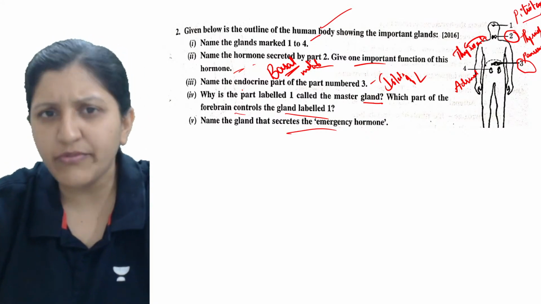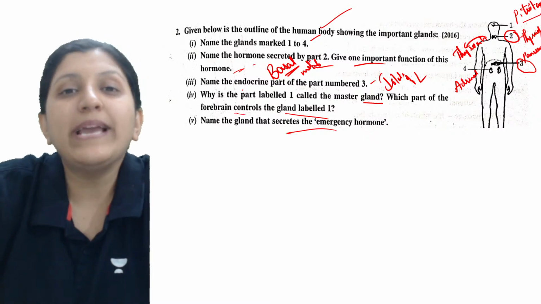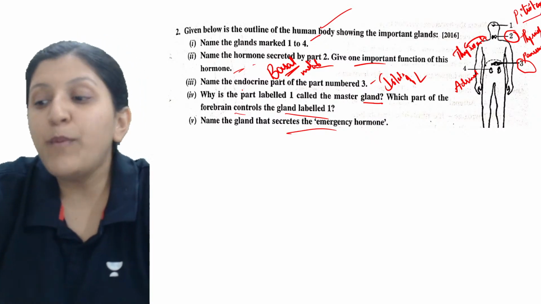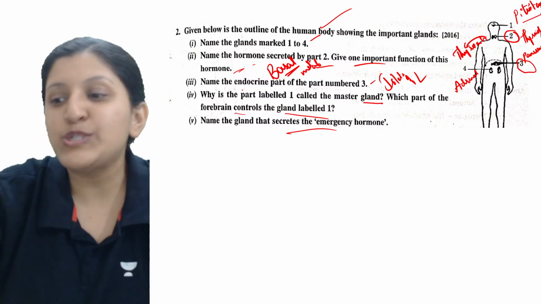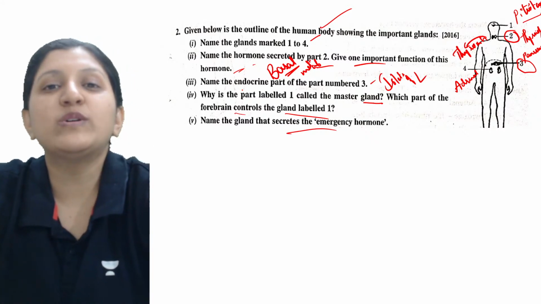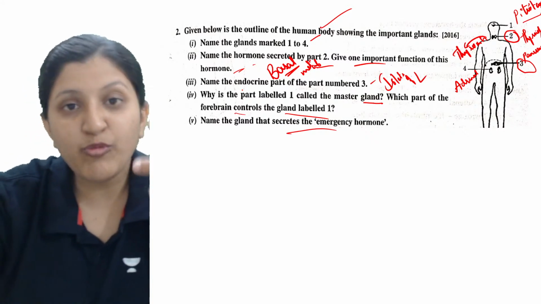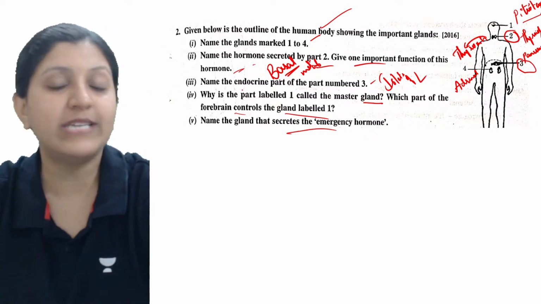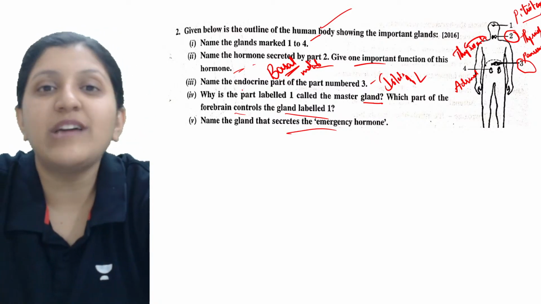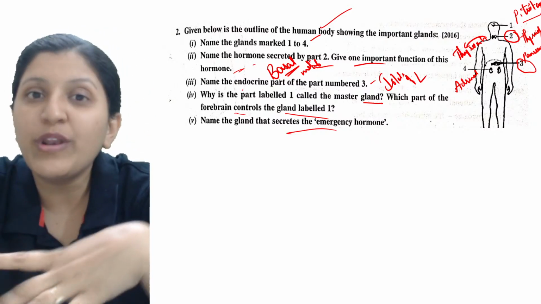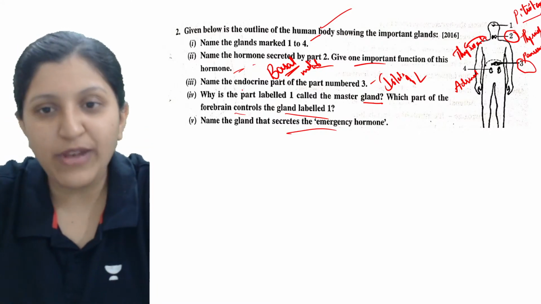A lot of times the reason question is asked: why is the pancreas called both an endocrine as well as an exocrine gland? So why do we call it that? Because it secretes an enzyme through the duct, which is the exocrine part, and it secretes a hormone, which is through the endocrine part, that is the islets of Langerhans.